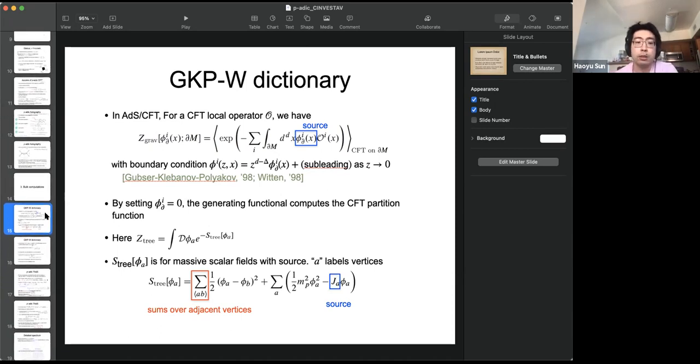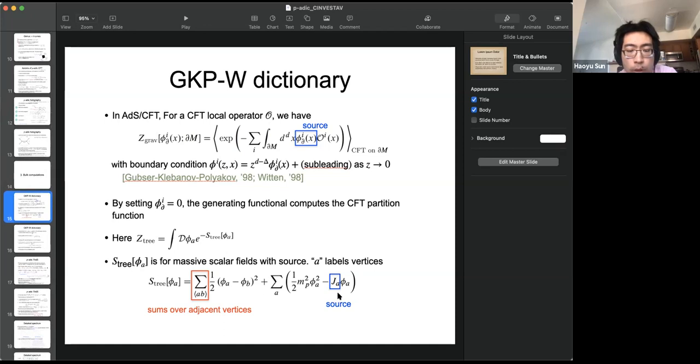So here, schematically, we can write the gravitational partition functions as follows. And the action in the exponential can be written down in this equation for massive scalar fields with source. The subscript A labels the vertices on the BD tree. In the first summation, the angular bracket denotes the summation of adjacent vertices, and J sub A plays the role of source in the action.